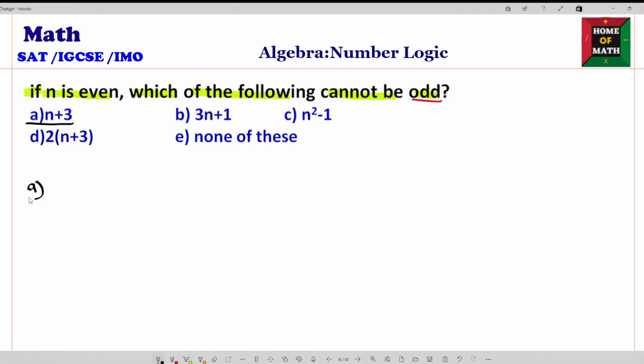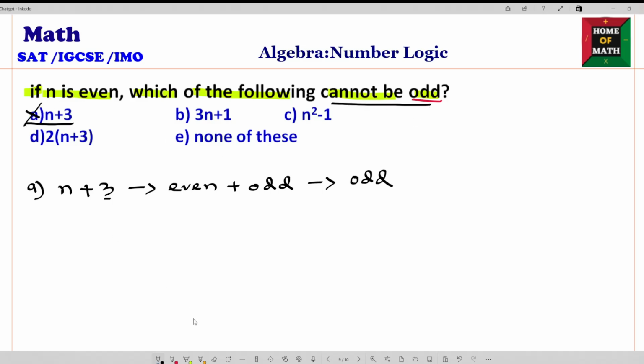Option A, n plus 3. It means n is an even number, right? Even plus 3 is an odd number, so ultimately it will become odd. But we need which of the following cannot be odd. So this is odd, so option A is not the right answer.